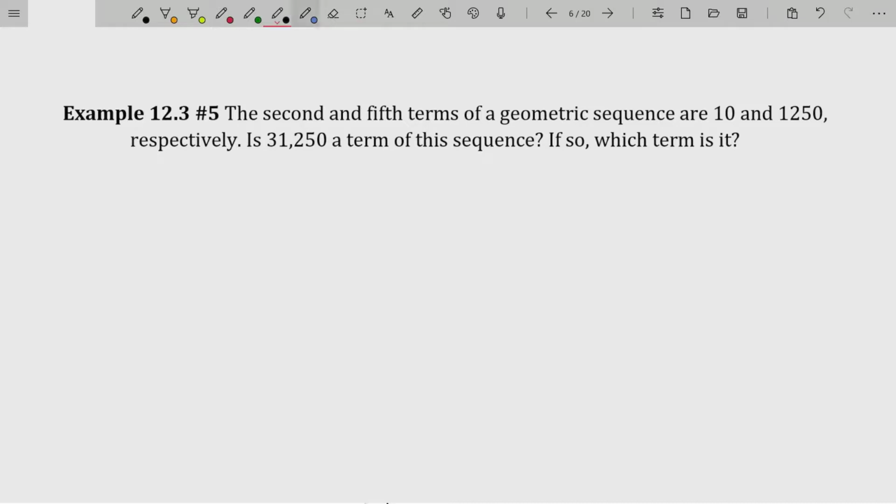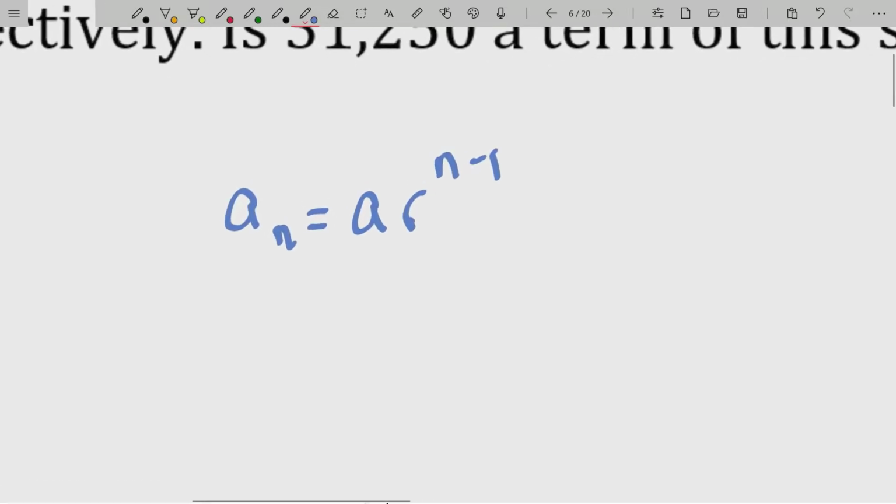So I'm going to draw a parallel to something that you should have already covered in your pre-calculus course. Now we know that the geometric sequence has this form, a sub n equals the initial value and then some common ratio to a power.